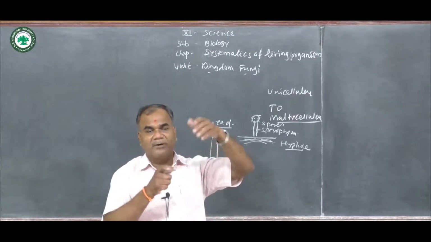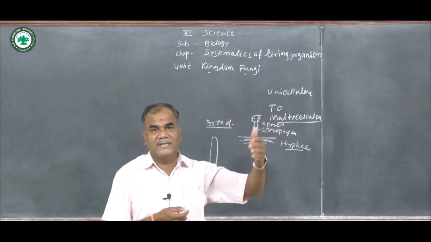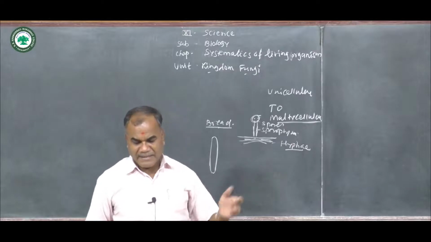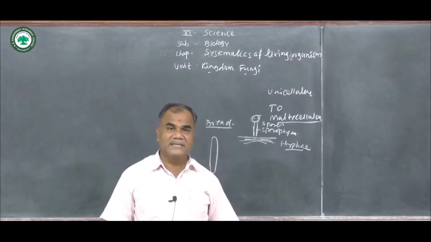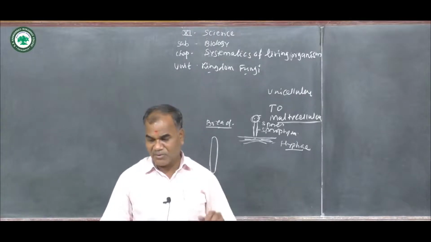What is meant by fragmentation? When a piece of these fungi is cut, it has the ability to develop into a new plant. Then fission, that is, the cell is divided. One cell gets divided into two cells, that is fission. Budding, the example is yeast. The reproduction of yeast is asexual, in the form of budding.